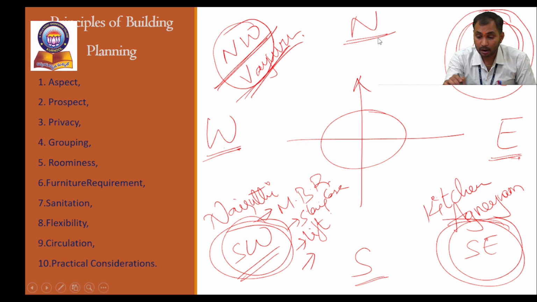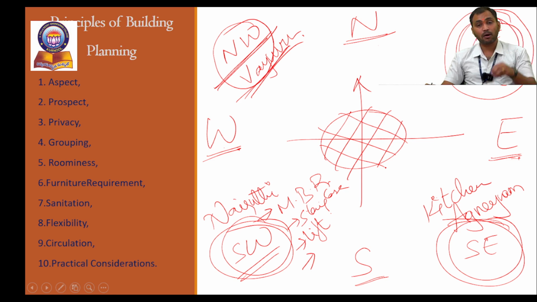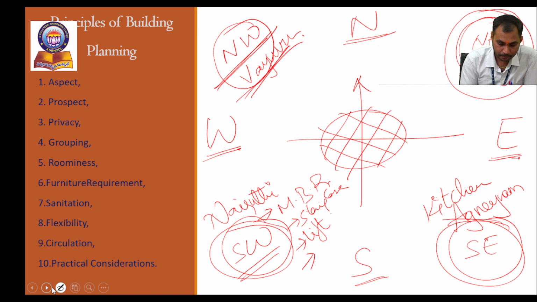In all these four directions, we have to provide either a hall or an area open to the sky, open to the top, like that, for ventilation purposes. Right, so we will discuss the nine principles step by step.